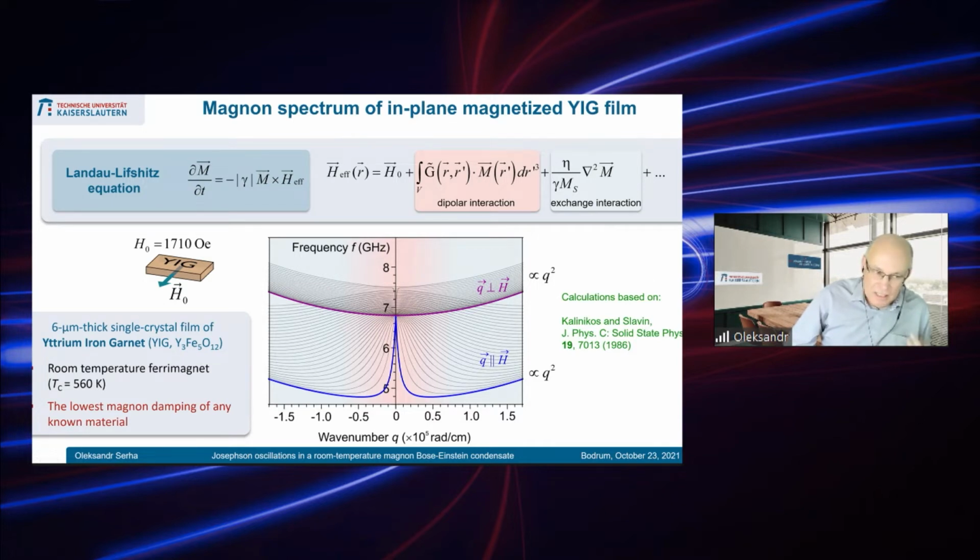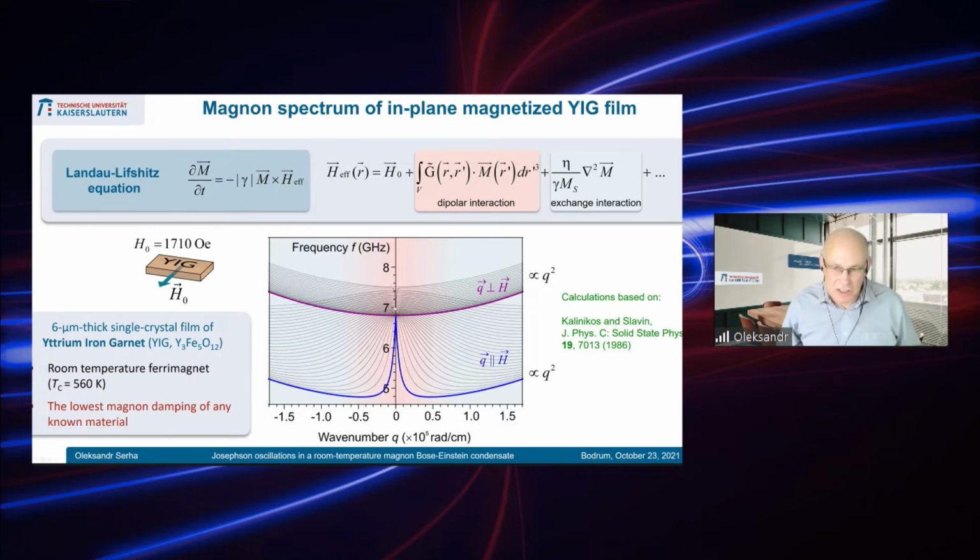And the second one, this material is unique. It has the lowest magnon damping of any known material. And why is it important? It is important that externally injected magnons in our system should live for a long time. We should work in a quasi-equilibrium situation where the quantity of particles is not changed.